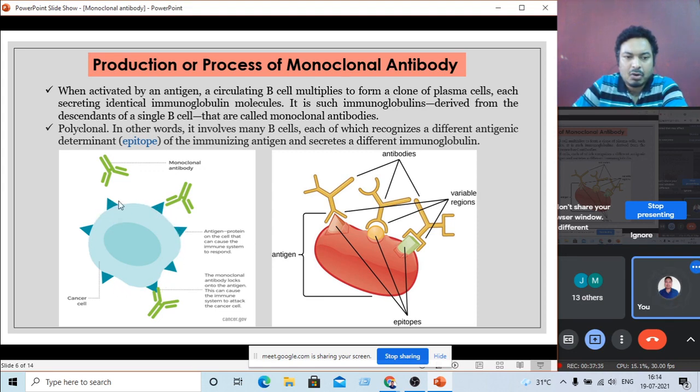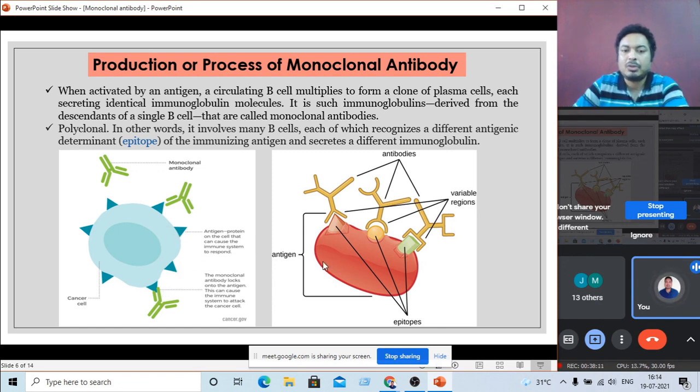If all these antigens are the same, this same antigen can produce the same type of antibody. These are all the same type of antibody, and they can recognize only one type of antigen. This antigen can be recognized by these same type of antibodies. Remember, they can recognize only one type of antigen or only one type of epitope. That's why these antibodies are called monoclonal antibodies.